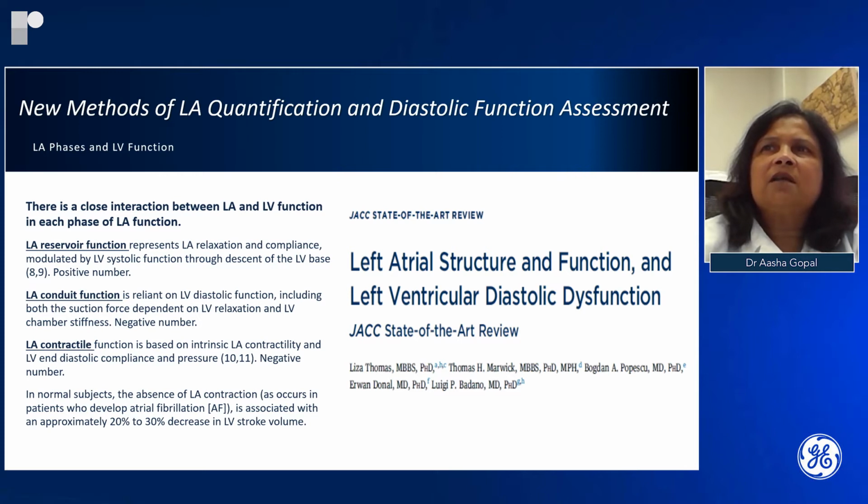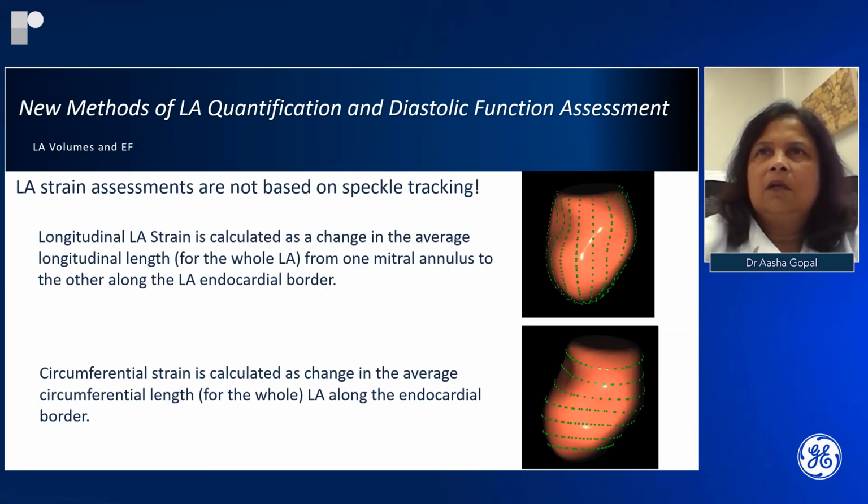Left atrial contractile function is based on left atrial contractility and LV end diastolic compliance and pressure. Since the left atrium contracts actively, the final fiber length is shorter than the initial fiber length and is therefore expressed as a negative number. The loss of this function can result in a 20 to 30% decrease in left ventricular stroke volume, which explains why some patients become symptomatic when they develop new onset atrial fibrillation.